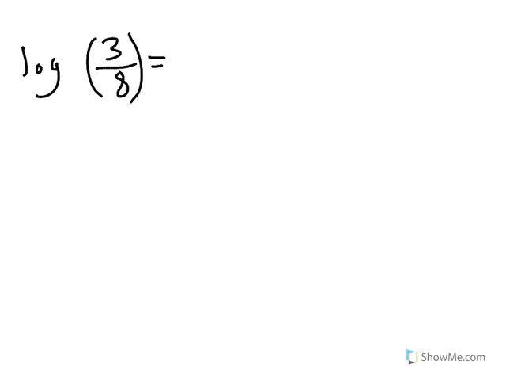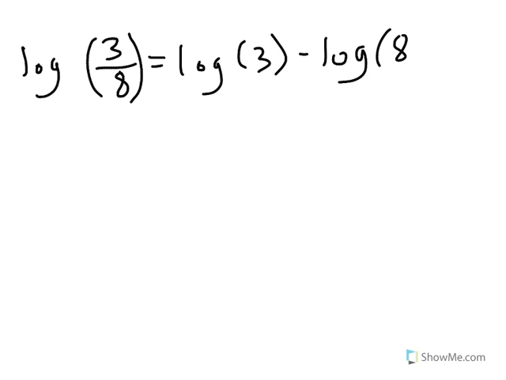Now if we move on to the next property, which was the quotient property, here you can see that we're taking 3 and dividing it by 8 within the logarithm. So we've got the log base 10 of 3 divided by 8, or just the log of 3 divided by 8. Again, when it's a base of 10, you don't have to write it, and you don't even have to say it. So using the quotient property, we can separate this logarithm into 2 separate logs. So we would do the log of 3 minus the log of 8.